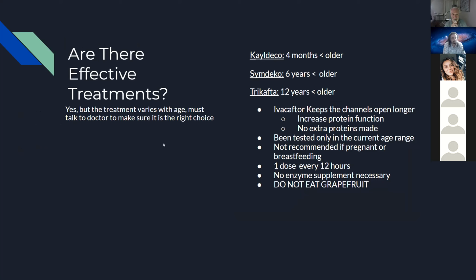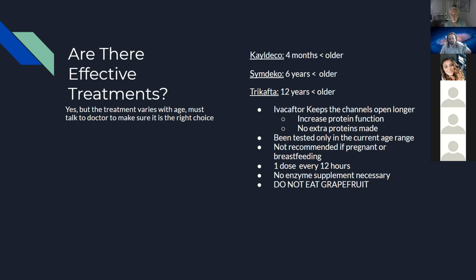So for the effective treatments, there are three. There's Kalydeco, Symdeko, and Trikafta. Each one contains ivacaftor, which helps the channels open, at least open longer. It increases the protein function, but it doesn't make extra proteins reach the surface. It's only been tested in the current age range so far for each one.